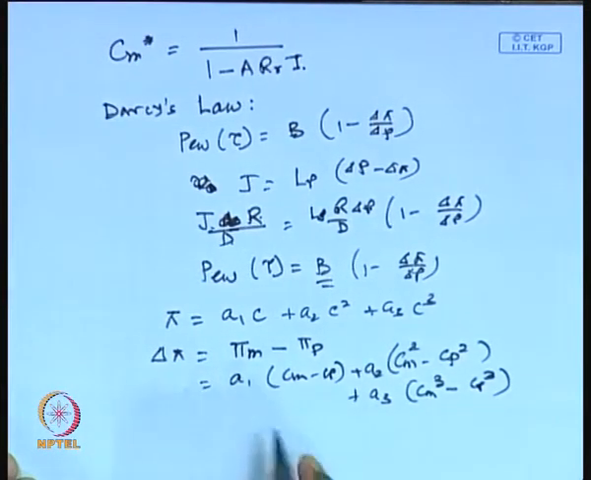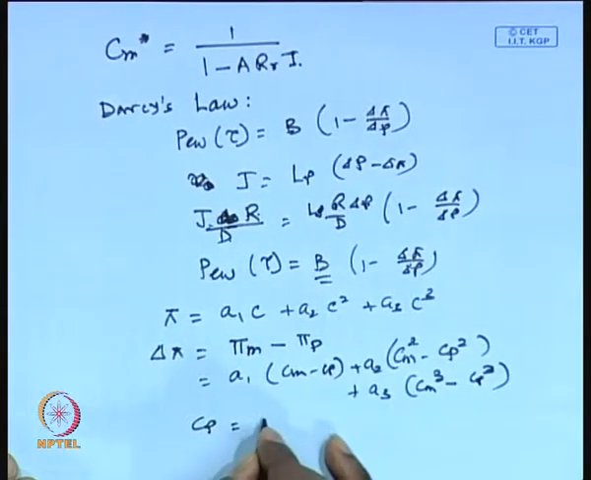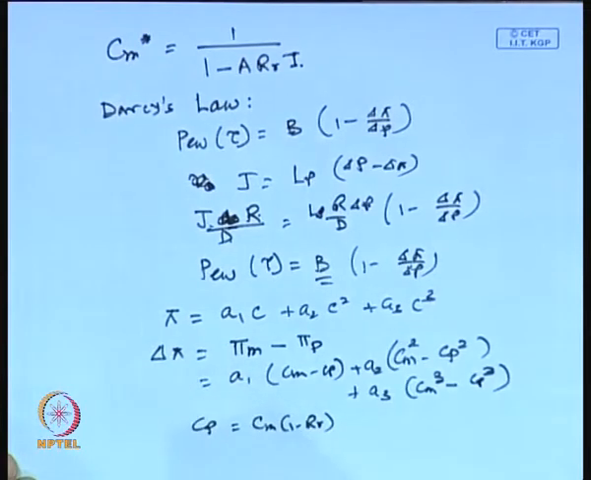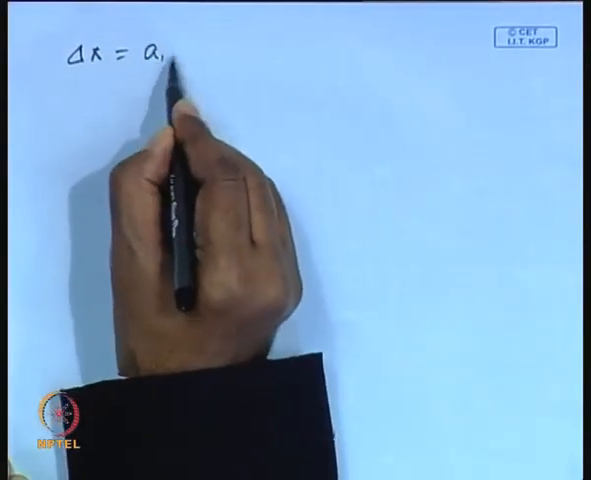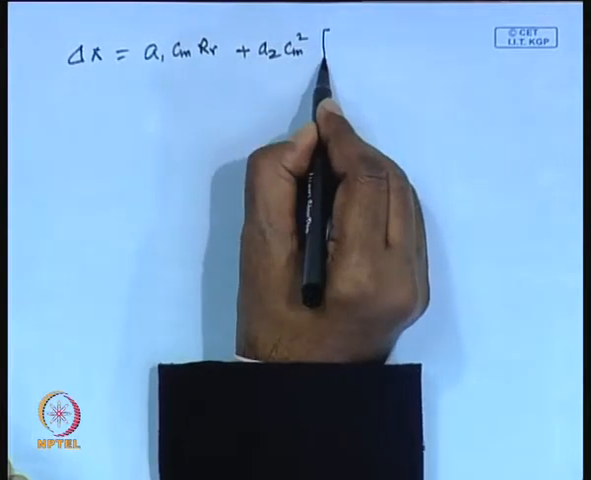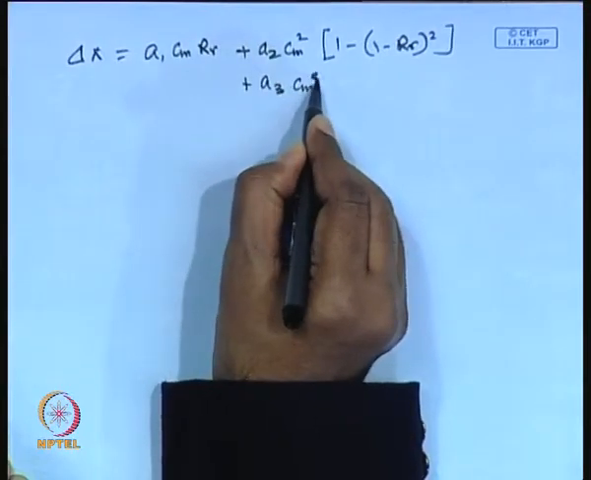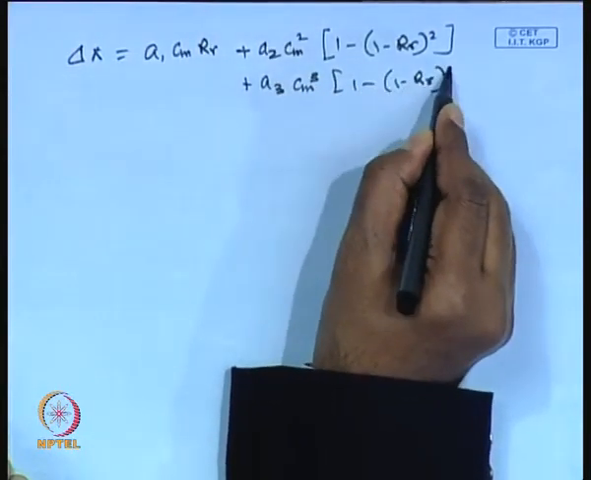Now you can replace Cp in favor of Cm by doing this exercise. Cp is nothing but Cm into 1 minus real retention. If you substitute this, delta pi will become a sole function of membrane surface concentration. So, let us do that and see what we get. Delta pi will be nothing but A1 Cm RR plus A2 Cm square times 1 minus RR square, plus A3 Cm cube times 1 minus RR whole cube.